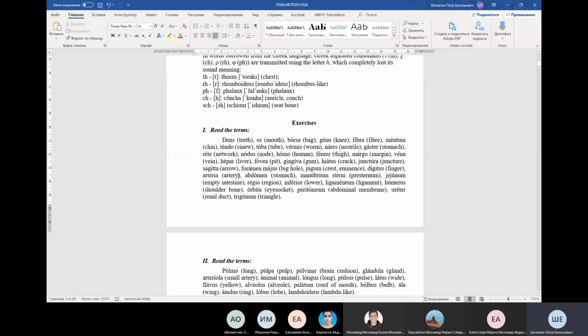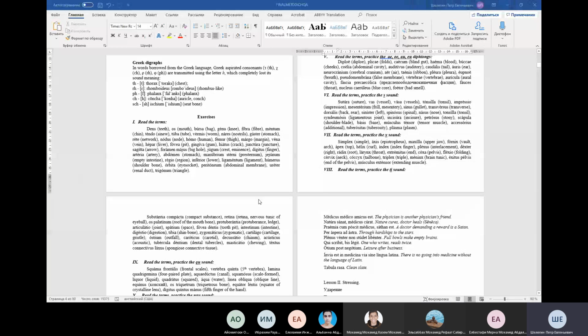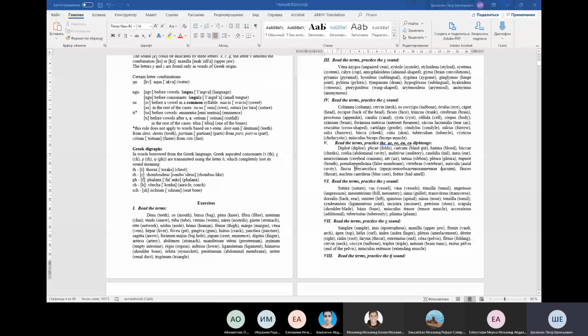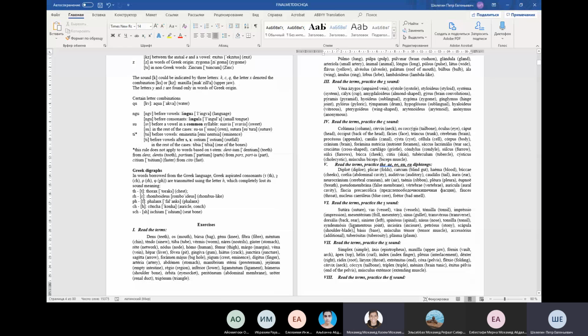So actually, there is a whole list of exercises which will be for your home task. Each exercise is devoted to one segment of the pronunciation, to one rule. Task two is devoted to le. In task three, there is an epsilon to practice sounding like the e sound. In task four, there is ts, the difference between ts and k. Task five, there are the diphthongs and semi-diphthongs, and so on.